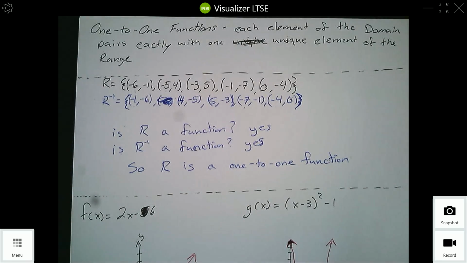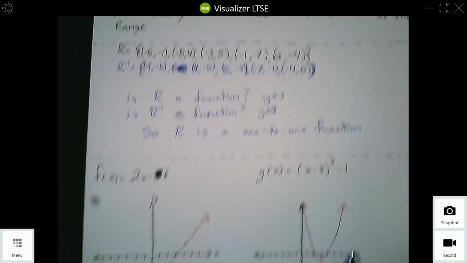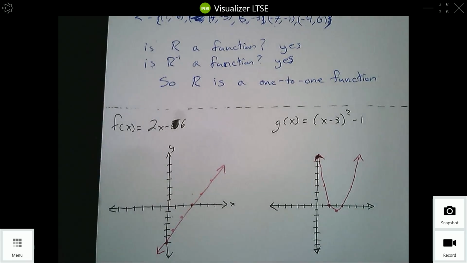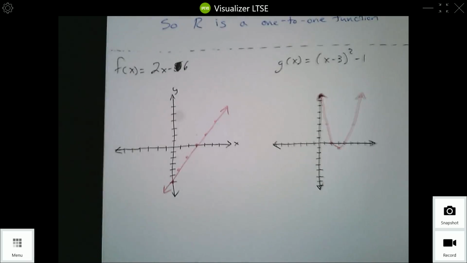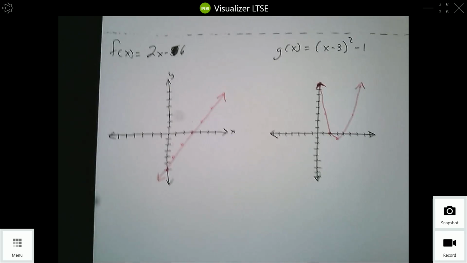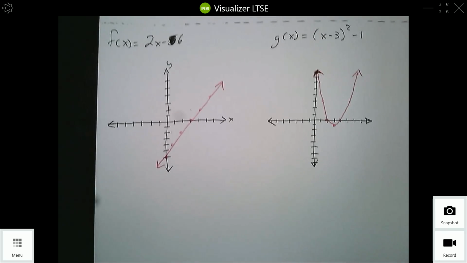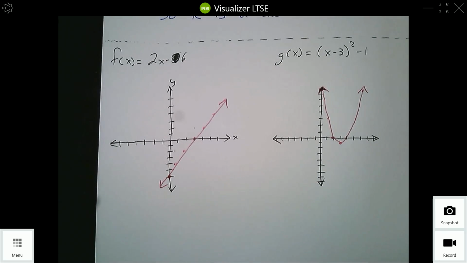Doing the relations is pretty simplistic. You just need to find the inverse. Now let's go a little further. Sorry about this. Now we're strictly going to talk about functions, and let's talk about equations. We have these two equations right here. We're going to talk about f of x first. f of x is equal to 2x minus 6. If I wanted to find whether this is a one-to-one function, I would first need to find its inverse.